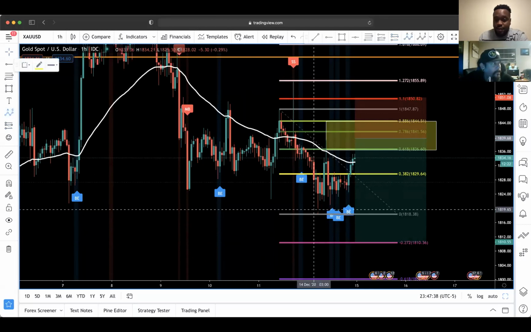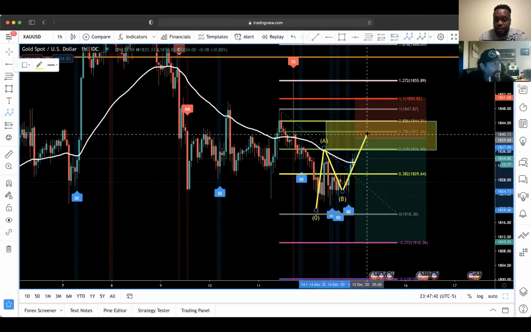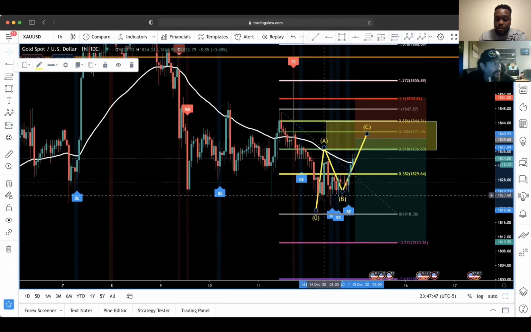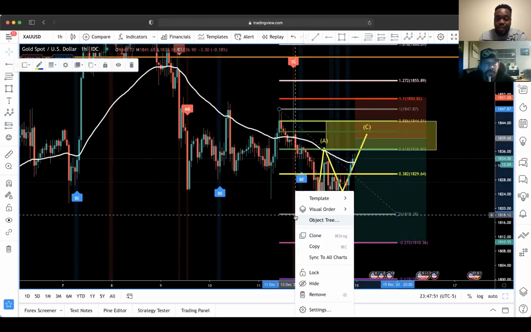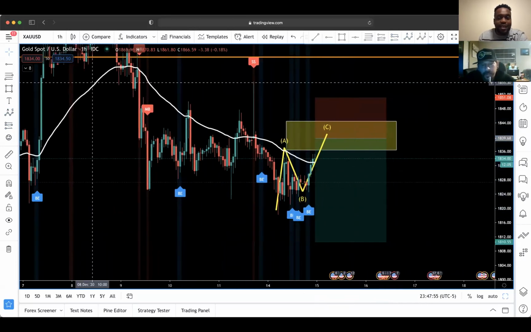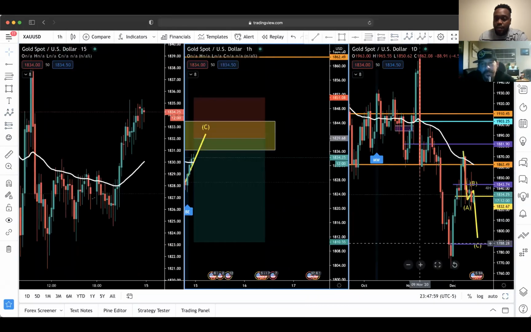Now, here's what we're looking at. A, B, C. The ABC correction to this bearish move. That's why we want to see that middle time frame trending in the opposite direction of our bias from our first, because it's usually an ABC type of correction. Boom, let's break this down real quick.